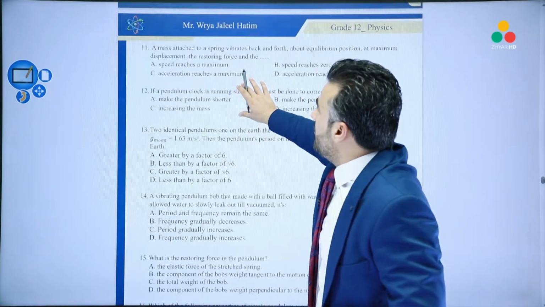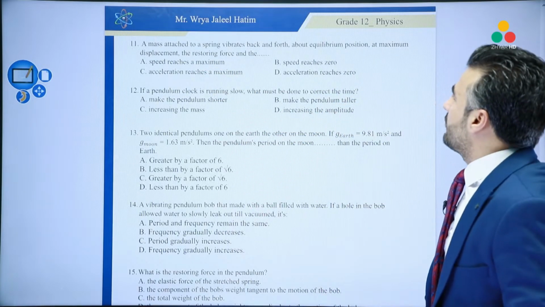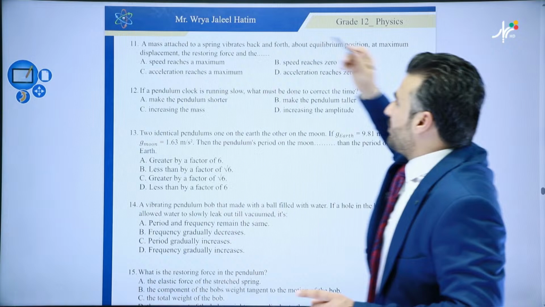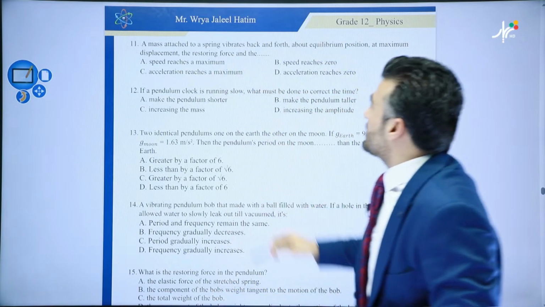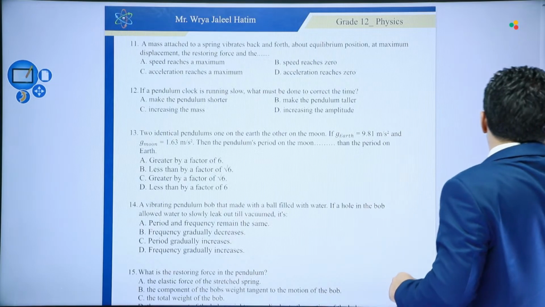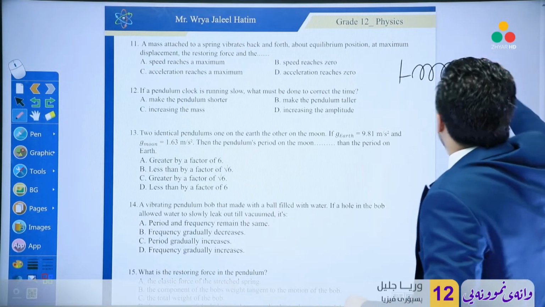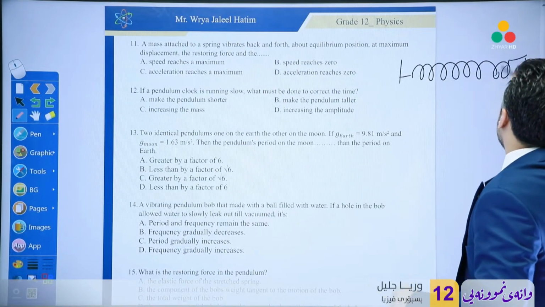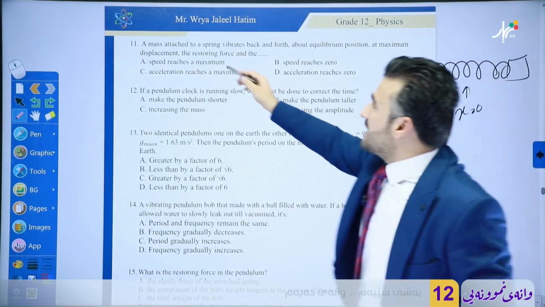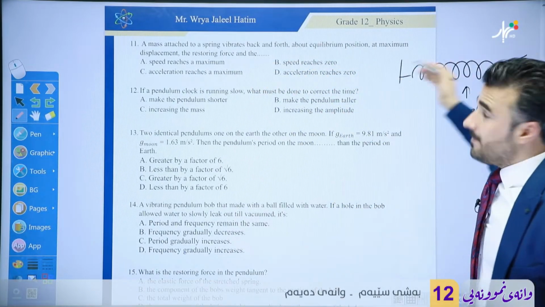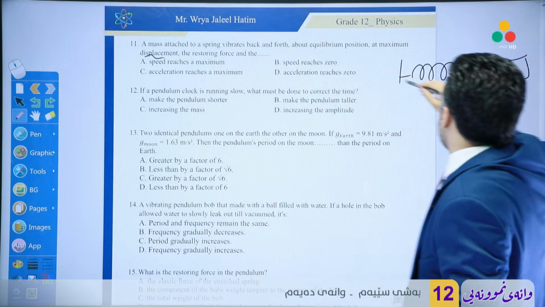I want to emphasize this one, it is very tricky. It says the mass attached to a spring vibrates back and forth about the equilibrium position. At maximum displacement, the restoring force and dash. So we have a mass that is oscillating about the equilibrium. Here x is 0, that is the equilibrium position. So a mass attached to the spring moves back and forth about the equilibrium position.